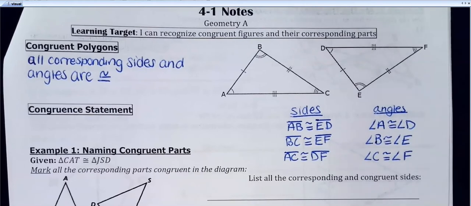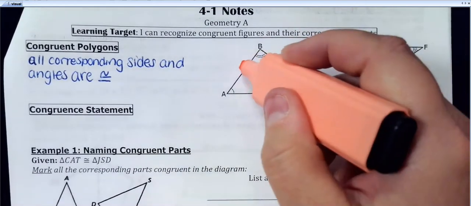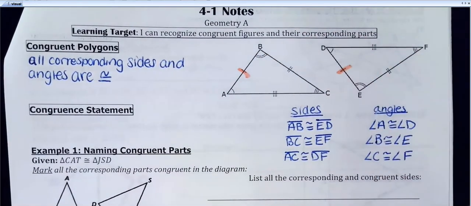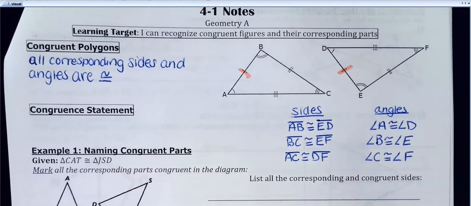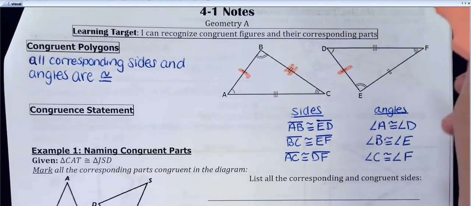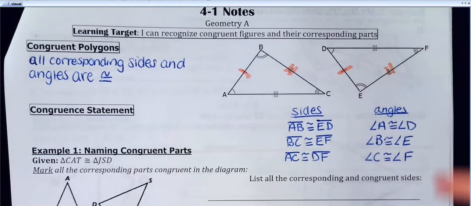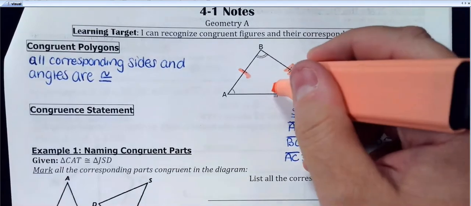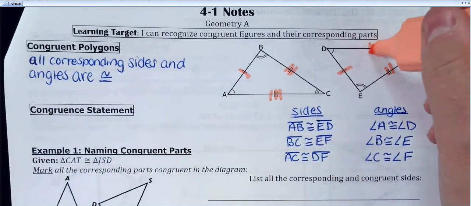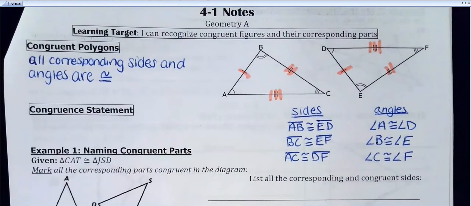I marked this diagram here just to show you. A single hash mark on AB and a single hash mark on ED, those two segments are equal. Double hash mark on BC, double hash mark on EF, so those are congruent. And then I've got three marks, a little bigger, on sides AC and DF, those are congruent. If I was doing a proof, since it's marked in the diagram, I would just say that was given.